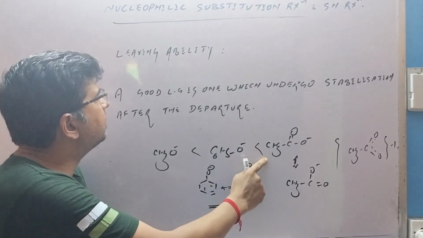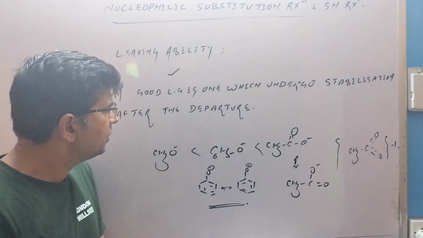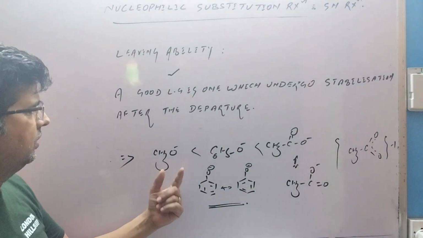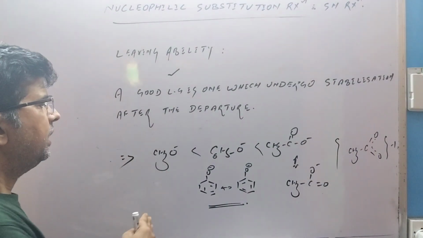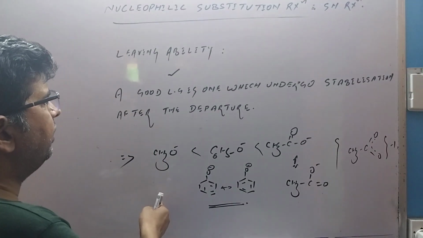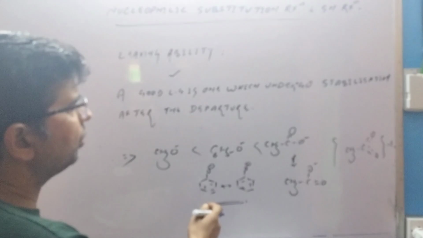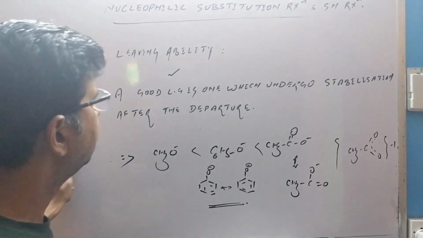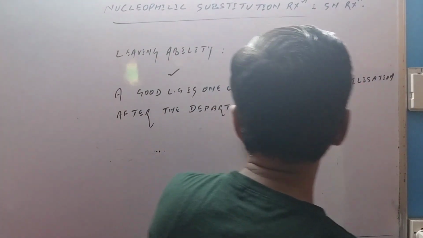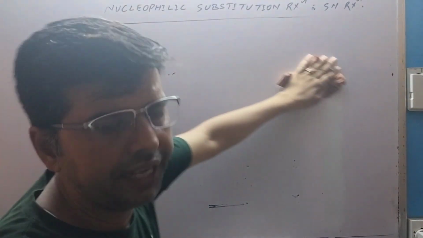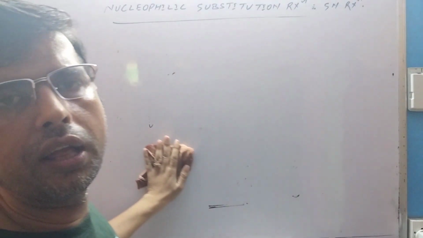If the anion is stable, leaving ability increases. So among these, in the order of leaving ability, methoxide must be a weaker leaving group as compared to phenoxide. Phenoxide must be a weaker leaving group as compared to acetate anion. See, now we discuss the overall leaving ability of leaving groups. On the basis of our textbook, the overall order is given.